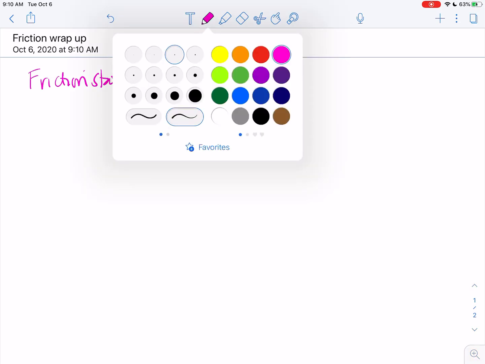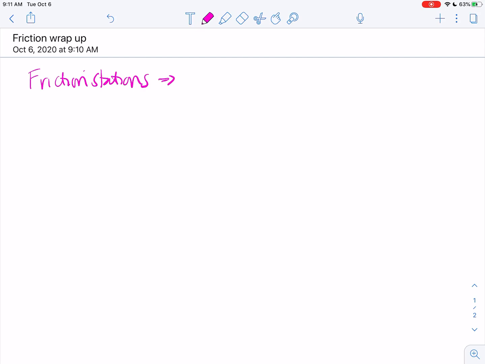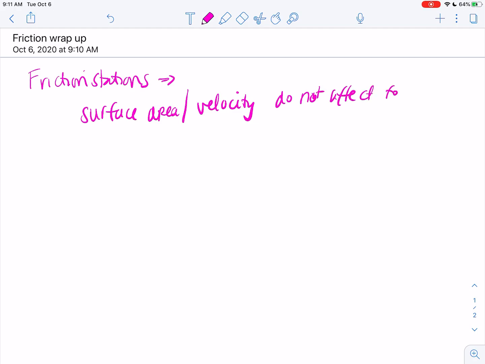We found out that surface area, and I think we didn't test this one, but also velocity, do not affect the force of friction. Those are common things that people think do make a difference, but do not. The surface area or the velocity do not make a difference to the force of friction. What is important is what we figured out in the lab.